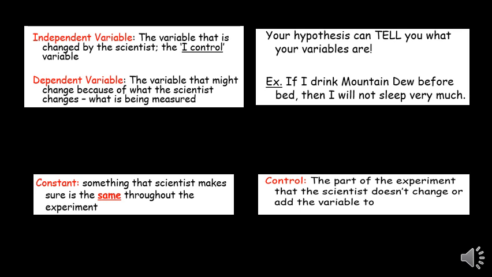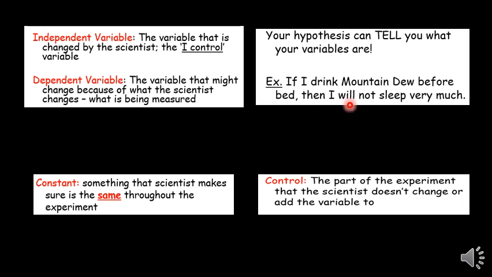Independent variables, dependent variables, constants, and controls. The way that you can figure out the independent and dependent variables, start off with creating a hypothesis. A hypothesis is an if-then statement. For instance, we say, if I drink Mountain Dew before bed, then I will not sleep very much.